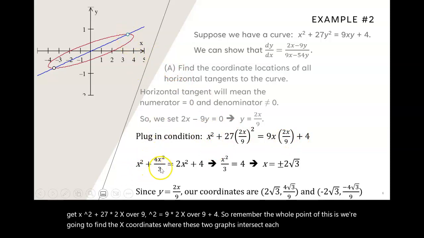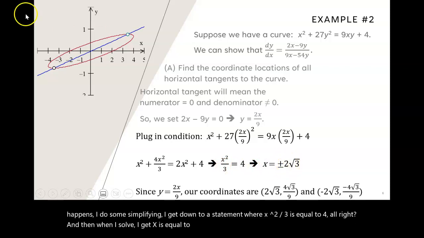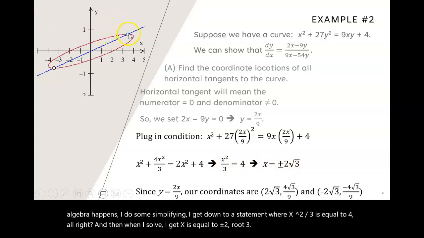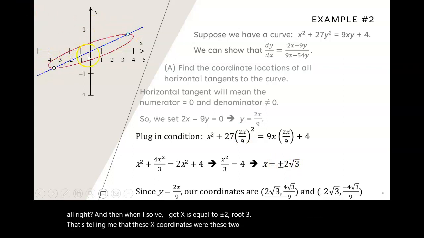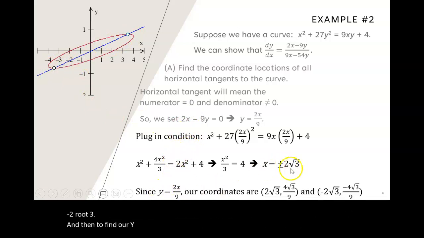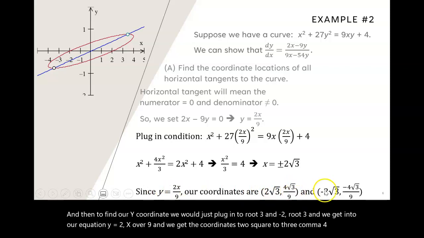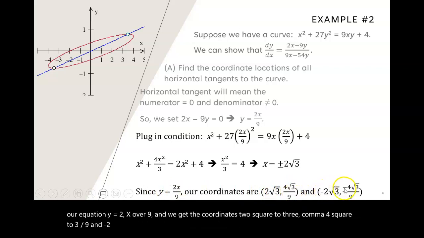So some algebra happens. I do some simplifying. I get down to a statement where x squared over 3 is equal to 4. All right, and then when I solve, I get x is equal to plus or minus 2 root 3. That's telling me that the x coordinates where these two graphs intersect are 2 root 3 and negative 2 root 3. And then to find our y coordinate, we would just plug 2 root 3 and negative 2 root 3 into our equation y equals 2x over 9, and we get the coordinates (2 square root of 3, 4 square root of 3 over 9) and (negative 2 square root of 3, negative 4 square root of 3 over 9).